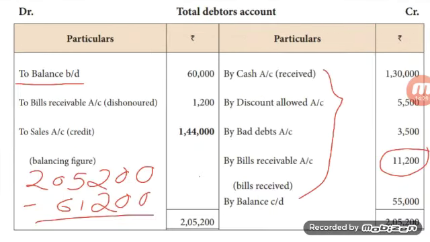Okay. Then find the balance. The credit side total is greater than the debit side. The amount is 2,05,200. The debit side total is 61,200. The difference between the two, 2,05,200 minus 61,200, is equal to 1,44,000. 1,44,000 is the credit sales. It is the balancing figure.